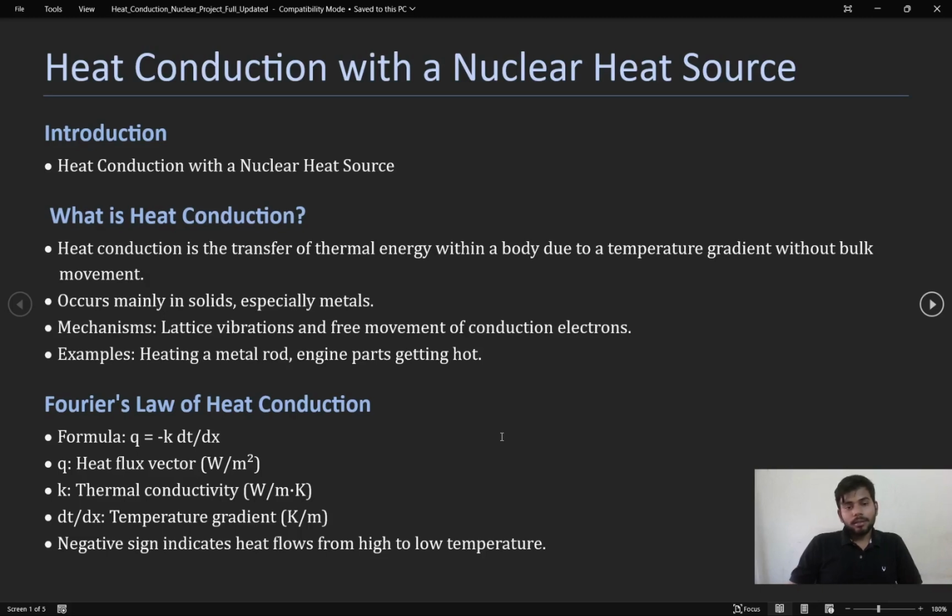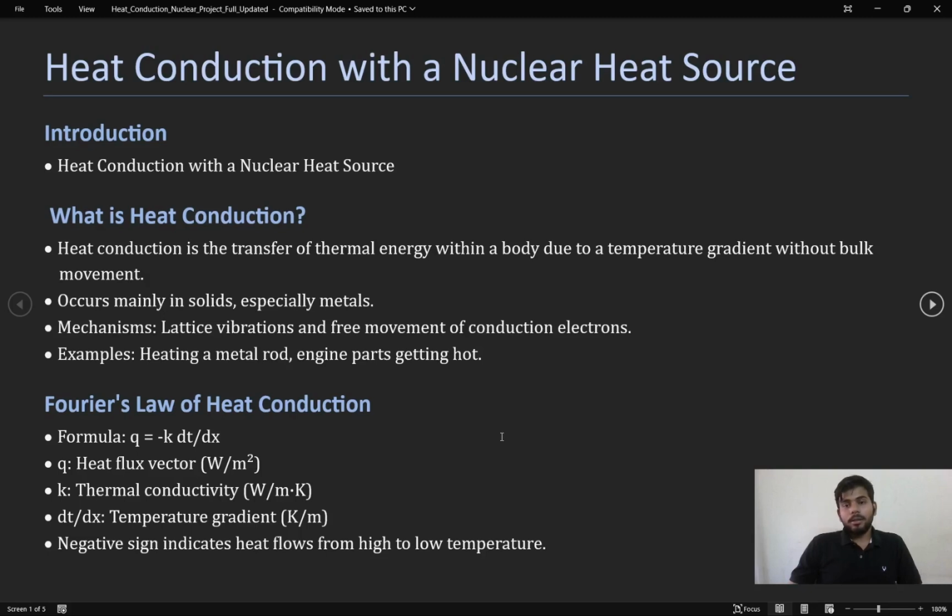And next, how is this heat conduction studied? So, for the study of heat conduction, there is a scientist who gave his law, which is known as Fourier's law of heat conduction. This law states that energy flux is proportional to the temperature gradient in the direction of heat flow. That is, Q is proportional to minus dT by dx.